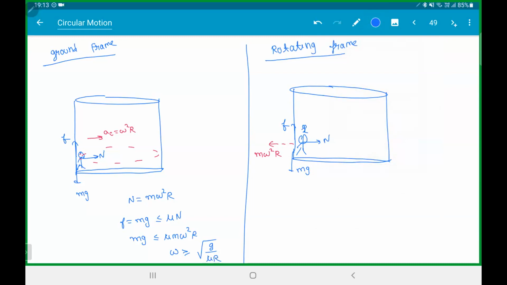And the story is the same here. N is m omega square r. Friction is equal to mg, which is less than or equal to mu N, and you end up with the same answer. It doesn't matter which frame you take, the answer should come the same. It is just a matter of convenience which frame you want to use. In the exam, do the convenient method. Clear? Easy? Next one.